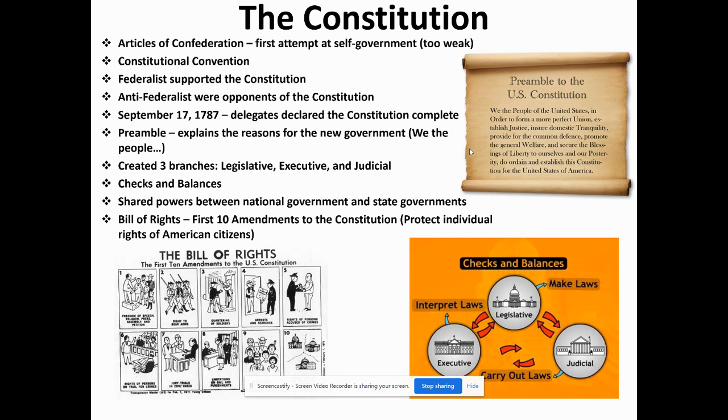So I'm going to break this into several different videos for you so that you don't have to sit through the whole thing. So when we come back in the next video, we're going to start on this slide, which will be talking about the Constitution, the actual establishment of a real government.